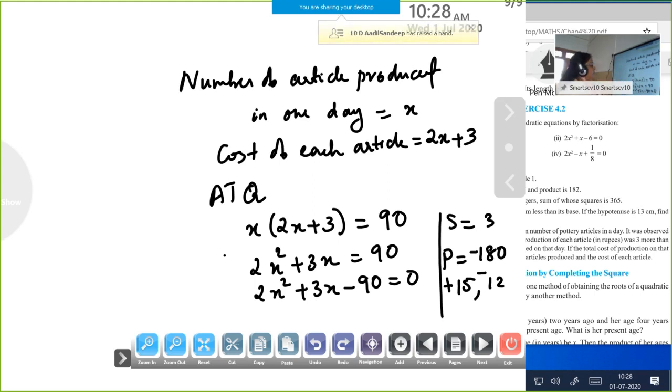What happened, Adil? 15 into 2. The product is minus 90 into 2. 2x square plus 3x minus 90 is equal to 0. Then for 2x square, the sum is 3 and the product is 2 into minus 90, that is minus 180. Plus 15 and minus 12. Plus 15 into minus 12 is equal to, Adil?